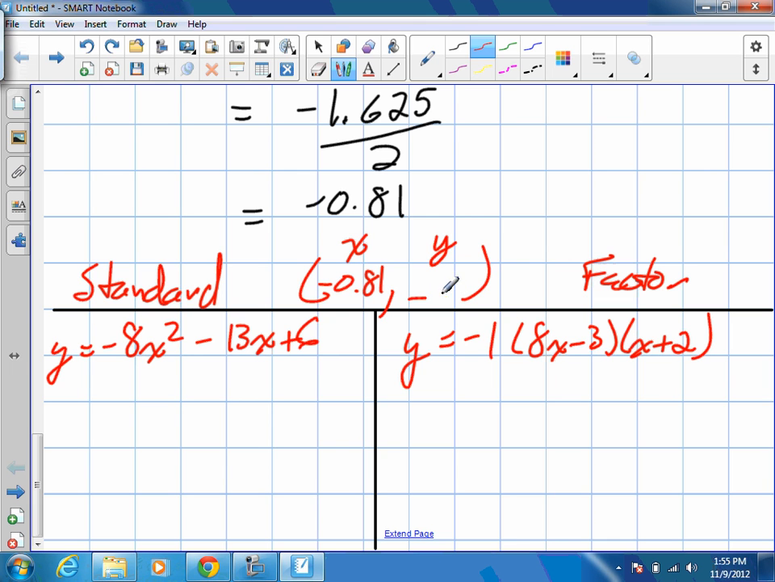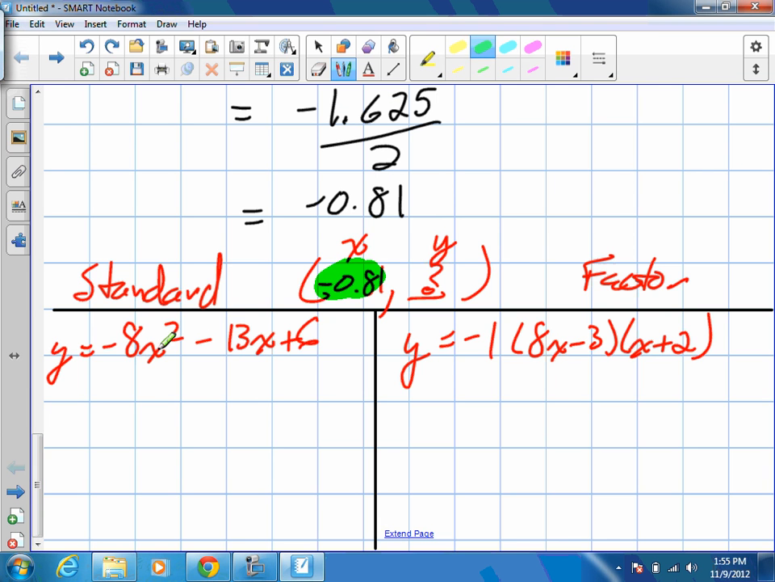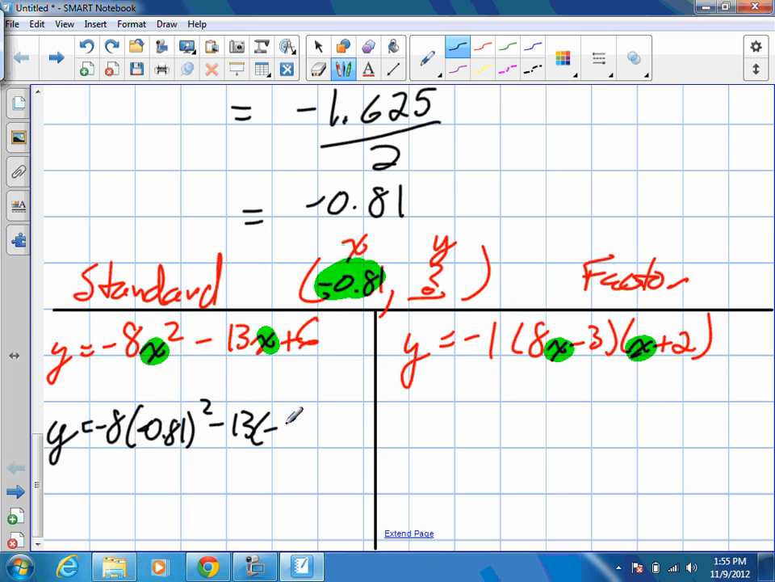So this is where I need your help. We're going to replace all of the x values with negative 0.81. Both answers should be the same. So y equals negative 8 times negative 0.81 squared, minus 13 times negative 0.81, plus 6. While I write out the factored form, can someone please try to solve the standard form on their calculator? Factored form: negative 1 times 8 times negative 0.81 minus 3, times negative 0.81 plus 2.